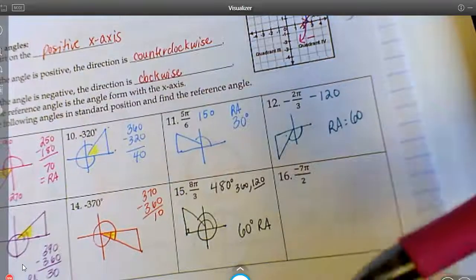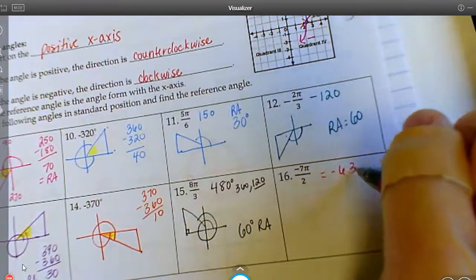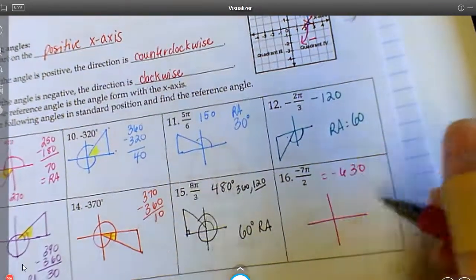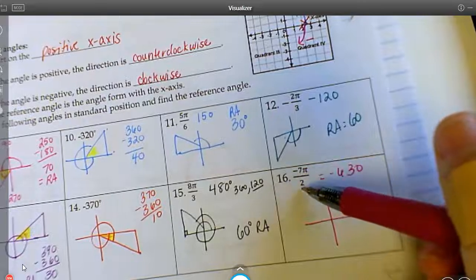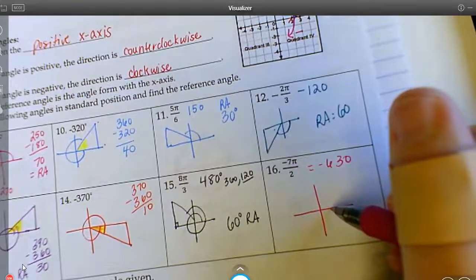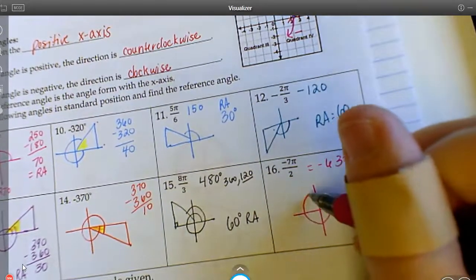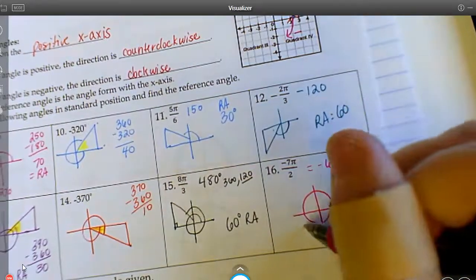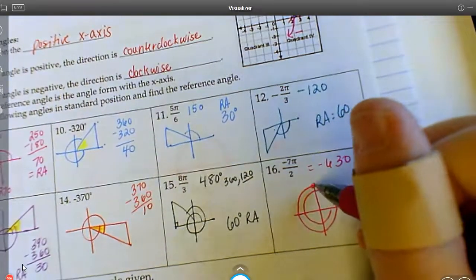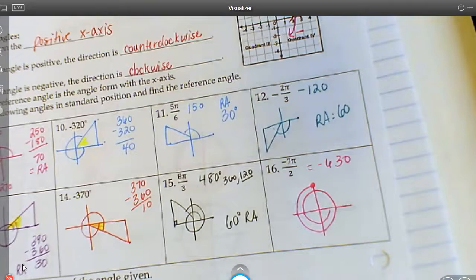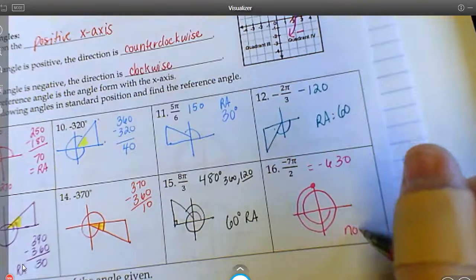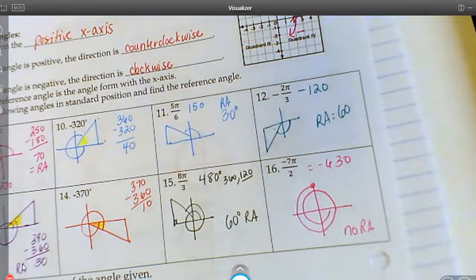Lastly, this one right here is negative 630. The way that I would think of that one is 790s. And it's negative, so it's going to come this way. So there's 1, 2, 3, 4, 5, 6, 7. That's kind of how I would draw it. That's because it's 790s. That one does not fall in a quadrant. It falls on the line. It falls on the axis. When it falls on the axis, there's no reference angle. It just falls on the axis, and that means something else. Okay?